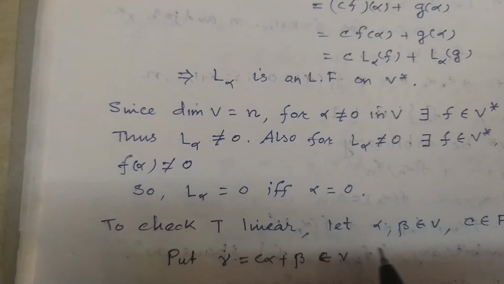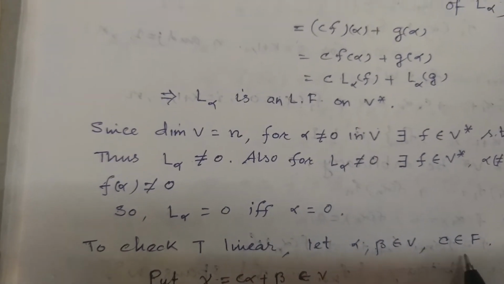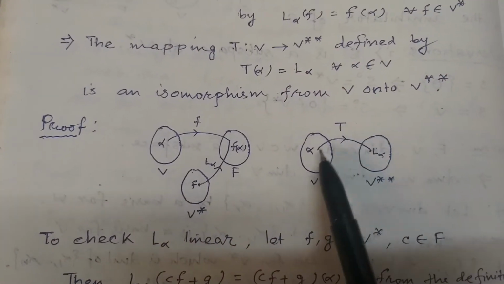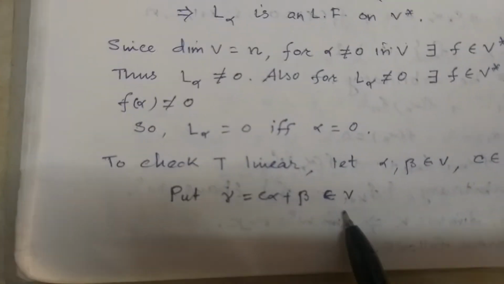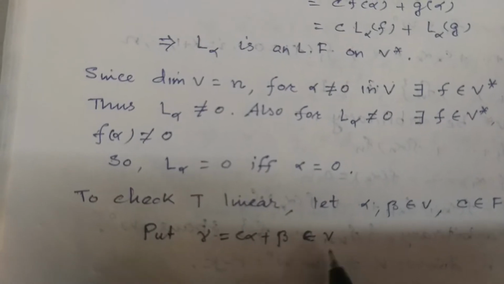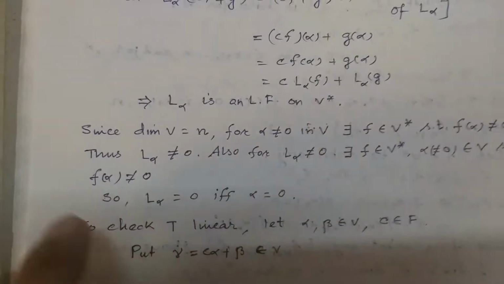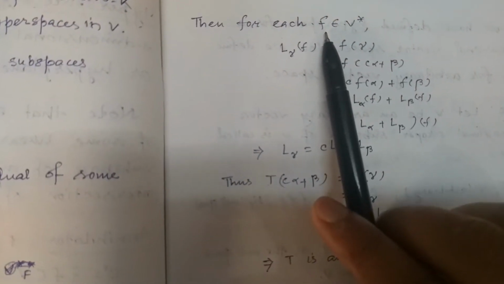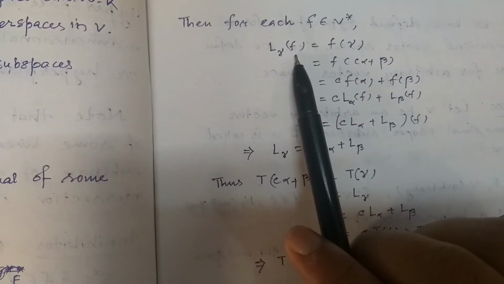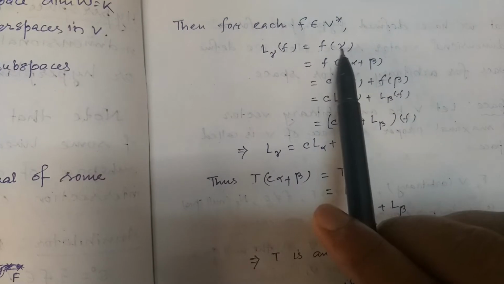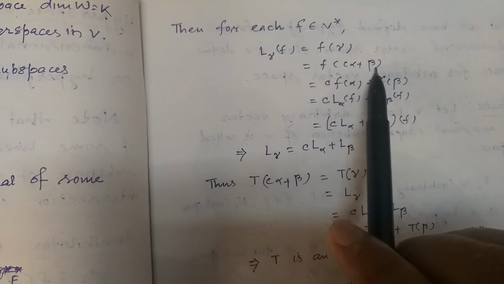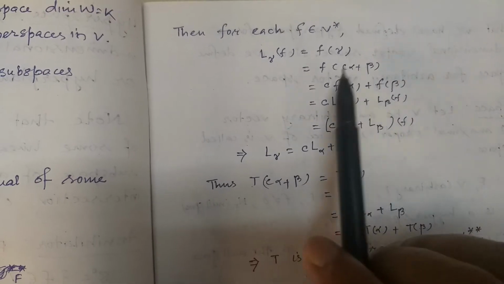Now to check T is linear, let us take alpha, beta belonging to V and c belonging to F. We have to prove that T is linear. We are taking alpha, beta in V and c to be any scalar. Since V is a vector space, c alpha plus beta is in V, and suppose this element is gamma. Now for each f belonging to V star, L gamma of f, by the definition of L alpha, is f of gamma, that is equal to f of (c alpha plus beta), that is c times f of alpha plus f of beta.